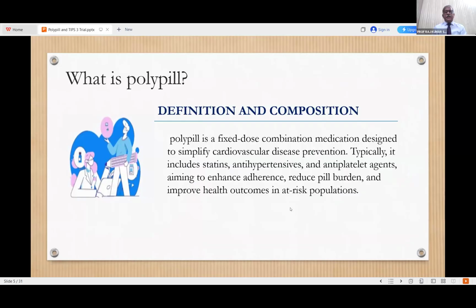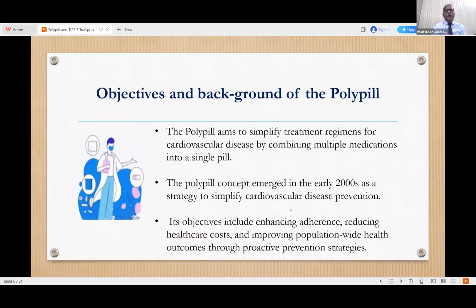Typically, it includes statins, antihypertensives, and antiplatelet agents, aiming to enhance adherence, reduce pill burden, and improve health outcomes in at-risk populations. So the background is this: it aims to simplify treatment regimens for cardiovascular disease by combining multiple medications into a single pill. As I already said, in low and middle income countries, cardiovascular diseases are on the rise.